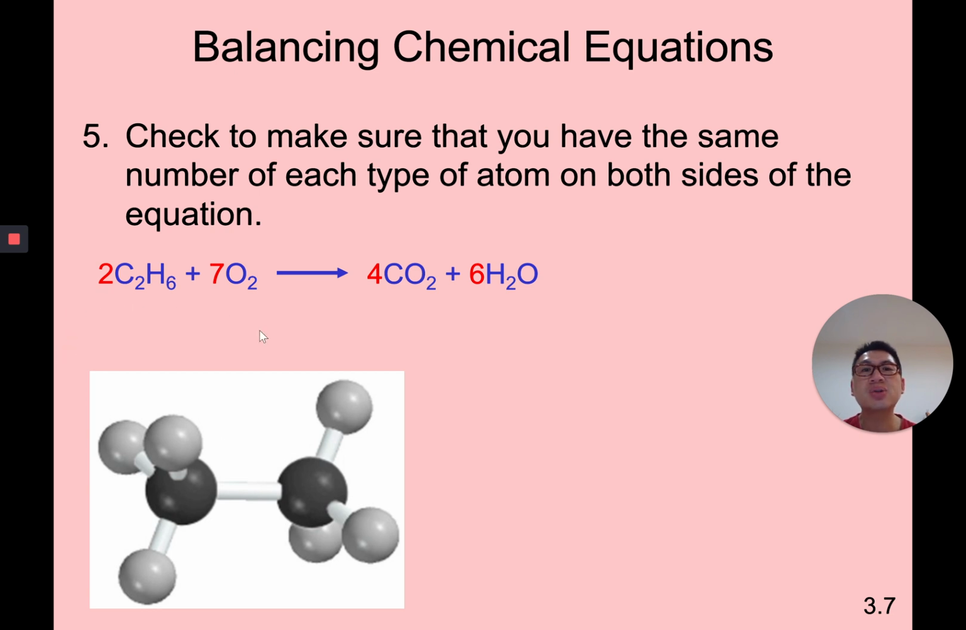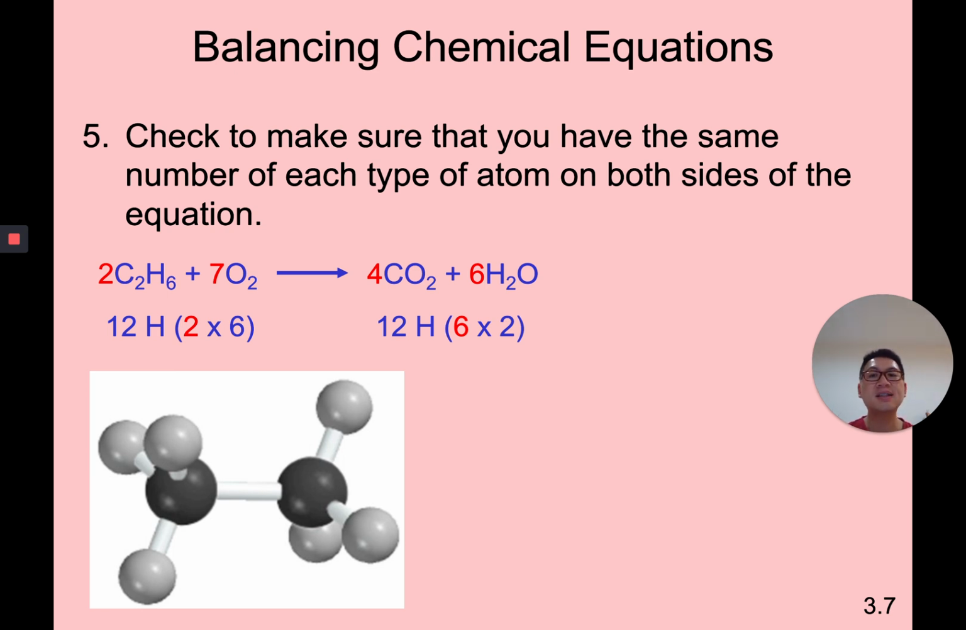So check to make sure you have the same number of each type of atom on both sides of the equation. So let's check carbon. 2 times C2. 2 times 2 is 4. 4 carbons. Carbon is balanced. Let's look at hydrogen. Hydrogen here, 2 times 6, which is 12. 6 times 2, which is 12. 12 on the left, 12 on the right.